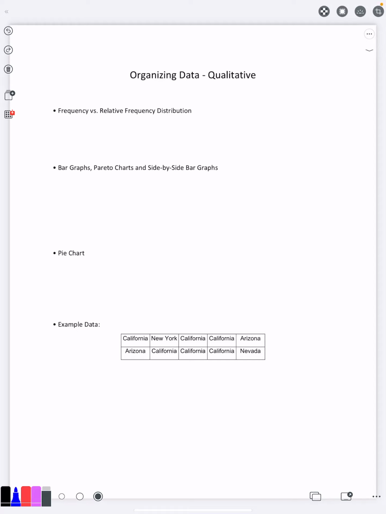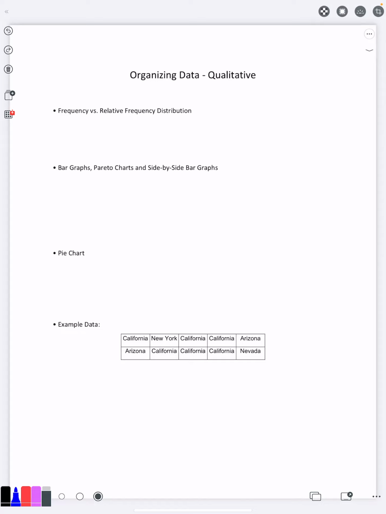In this video, we're going to move on. We're going to say, okay, we already did our sample. We already gathered our data. Now let's take that data and summarize it in some fashion. So that's what we're going to do. And for this particular video, we're going to say, how can we organize data that is qualitative?